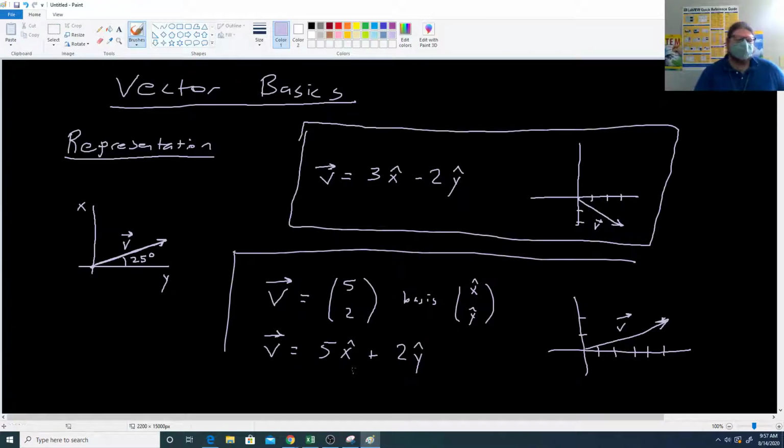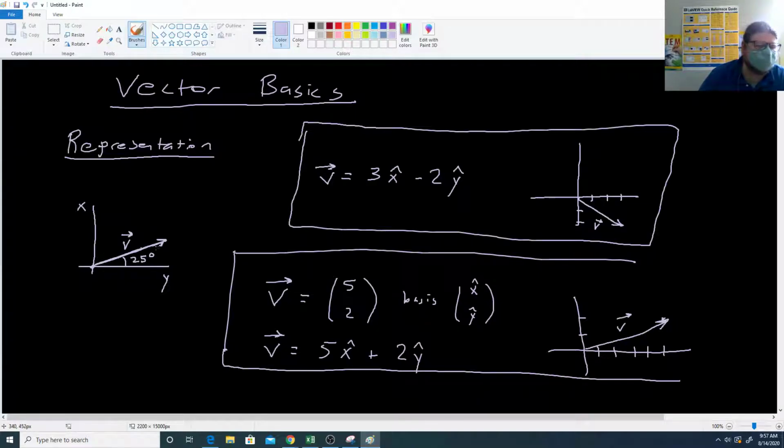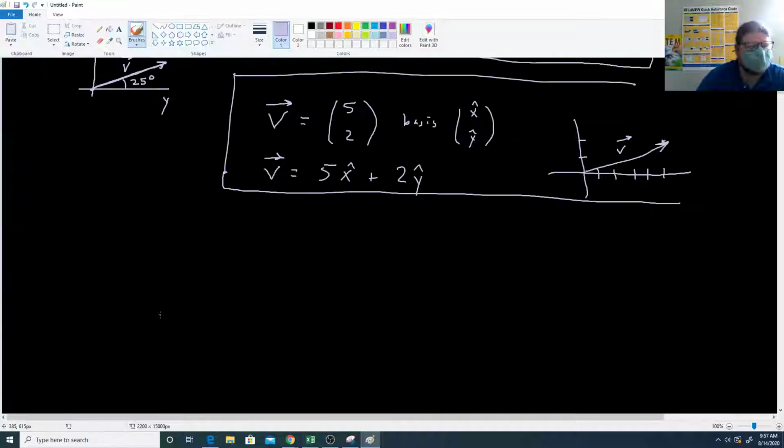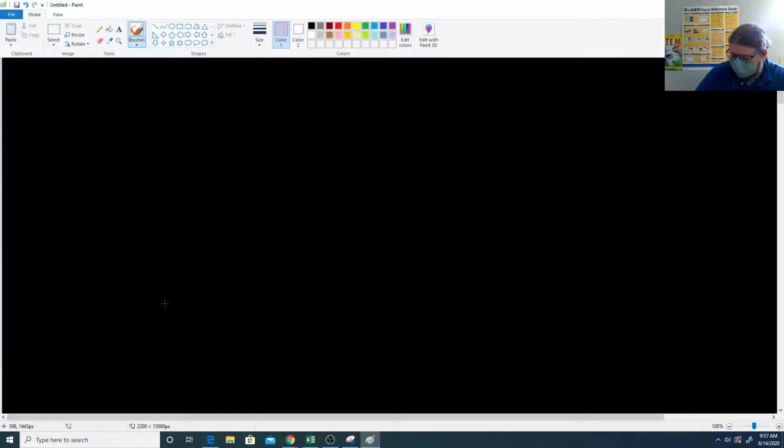You can also do these in terms of rows, but we'll just stop there with the representations. Most physics classes are going to draw them this way and give you a lot of the x hat, y hat. Occasionally you'll see the array notation, but that would be our basic vector representation. So now we want to talk about scalar multiplication.